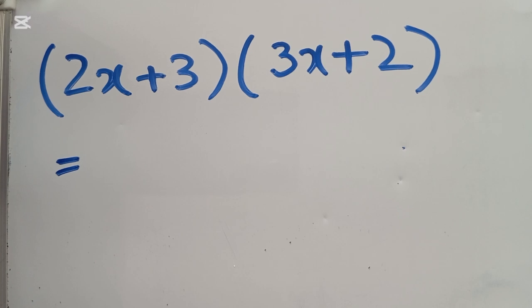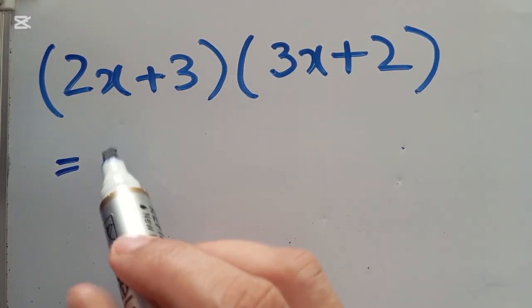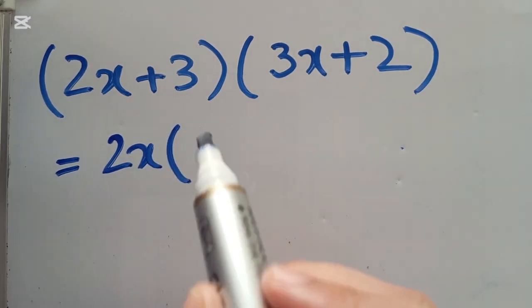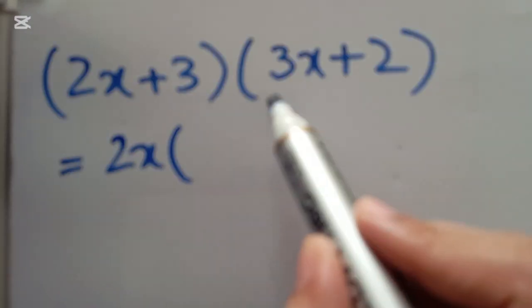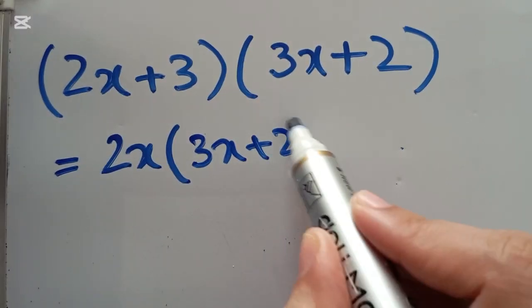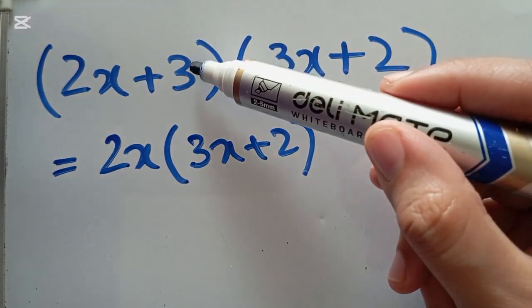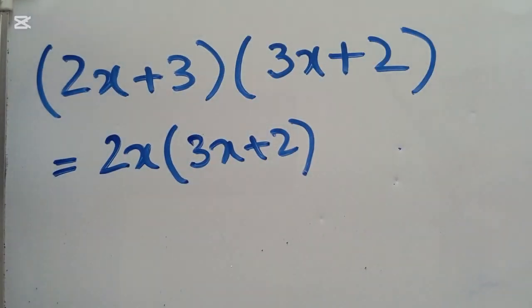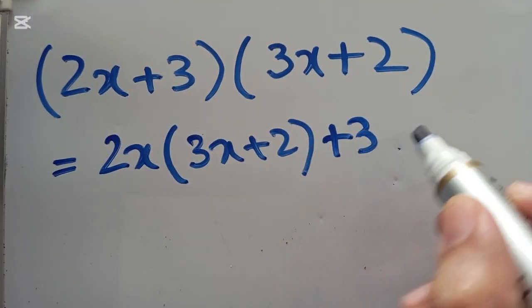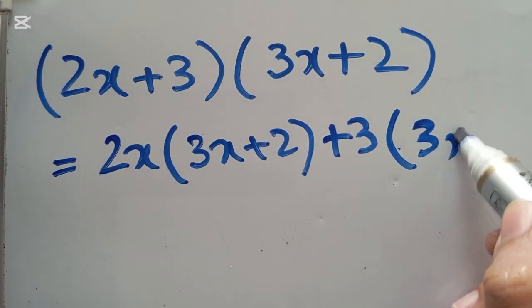The procedure is that you have to take the first term of the first polynomial, that is 2x, and multiply it with the whole second polynomial, that is 3x plus 2. Then take the second term of the first polynomial, that is plus 3, and multiply it with the second polynomial, that is 3x plus 2.